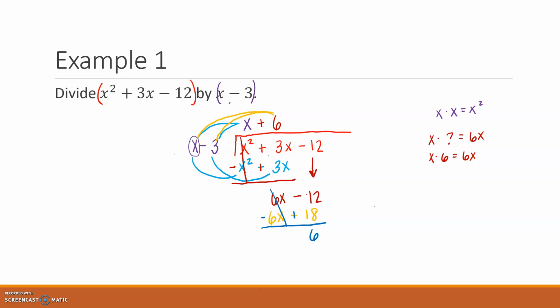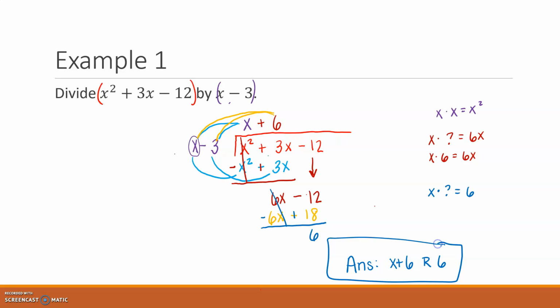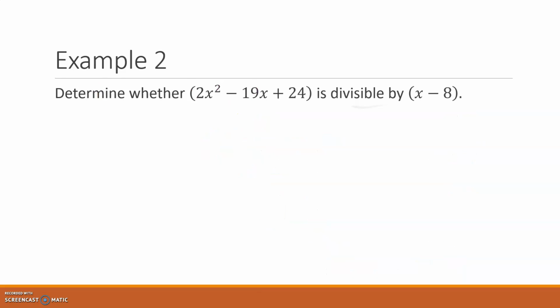Now, if I said, what can I multiply x by to get 6? There is nothing, because it just doesn't work. This 6 doesn't have an x. So what I'm going to write for my final answer is x plus 6 with a remainder of 6, and that would be my final answer. So it's following the same process as long division when you were doing things like 528 divided by 6, and you did that back in like 4th, 5th, 6th grade, whatever it was. But now we're just adding in some variables.